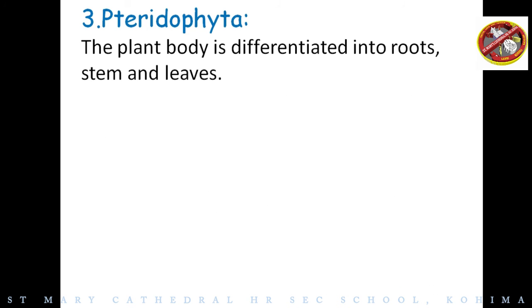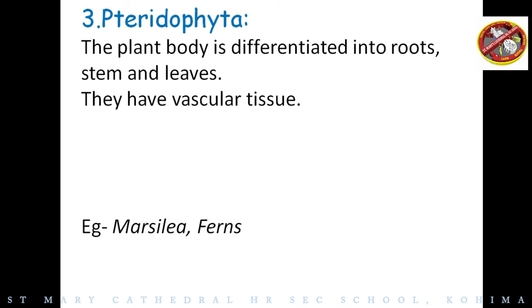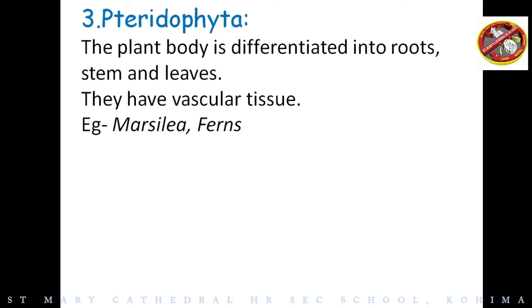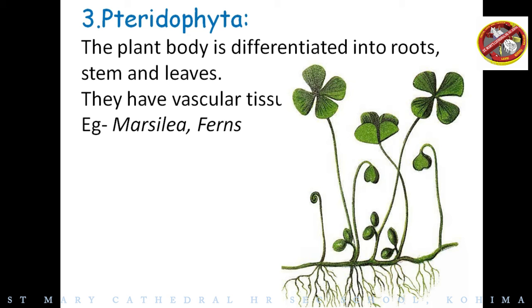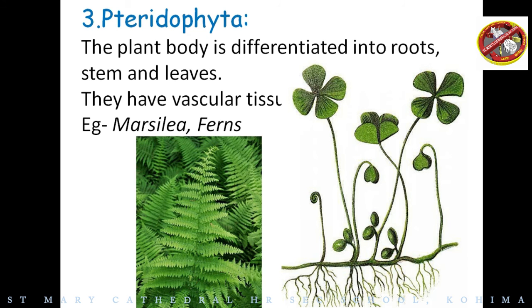Pteridophyta. In this group, the plants have differentiated into roots, stem, and leaves. They have vascular tissue, and examples are Marsilea. This is Marsilea. Ferns.